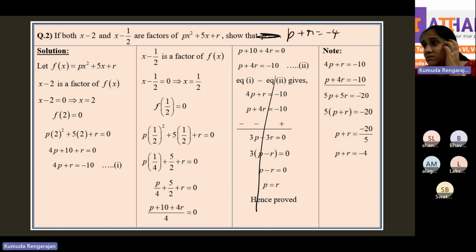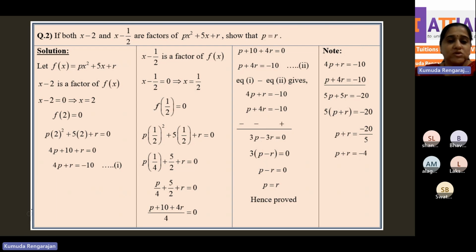Not following? Correct, children? Adding meaning I have not changed the signs. So when you add the two equations, you will get a different result. That's correct. This result is correct. But then if they ask you to prove that, then this is the method. But here you'll have to show that p is equal to r. So if you don't get it like this, then you have to do this.